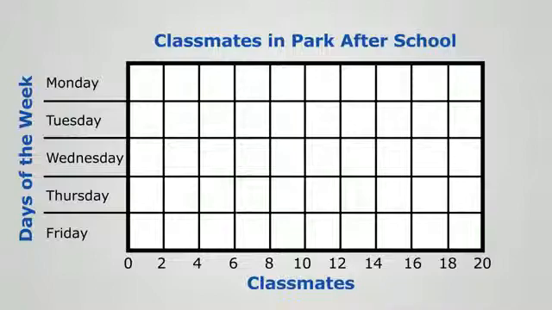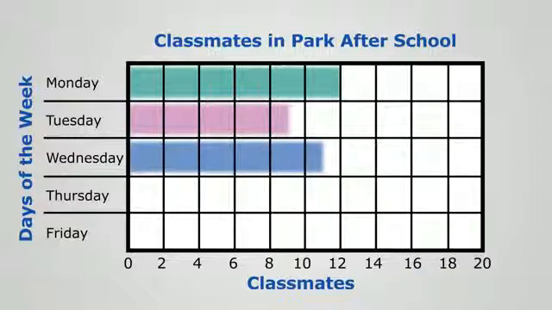On Monday, 12 classmates played in the park after school. Complete your bar graph by recording the data for the remainder of the week. On Tuesday, 9 classmates played in the park after school. 11 on Wednesday, 16 on Thursday, and 7 on Friday. You can use the bar graph to answer questions and solve problems.